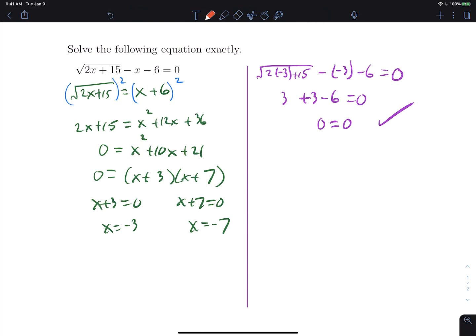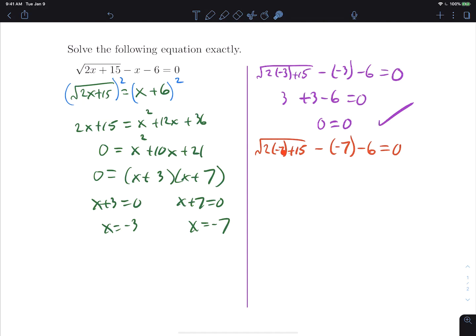Next, let's look at x equals negative 7. Plugging this in, we get the square root of 2 times negative 7 plus 15, and then minus negative 7 minus 6, we're hoping is 0.